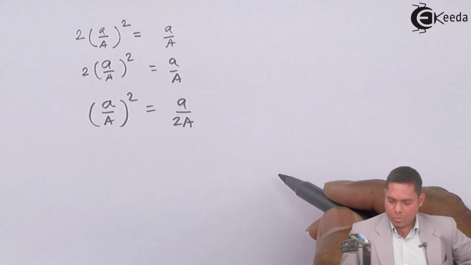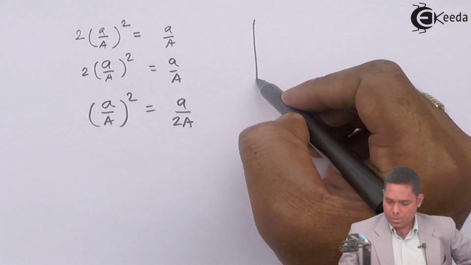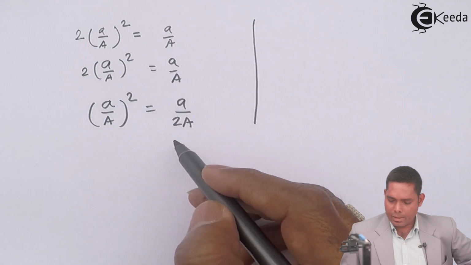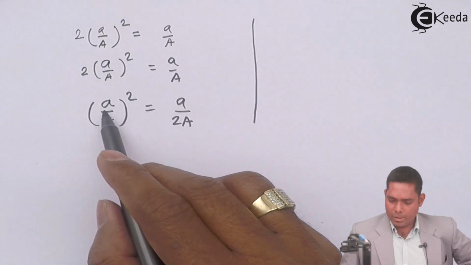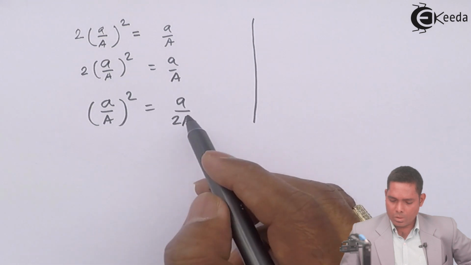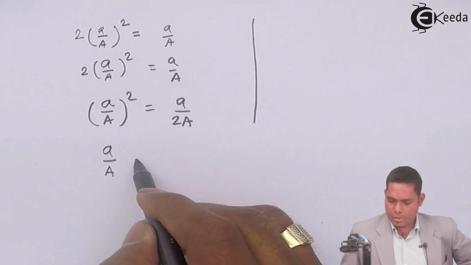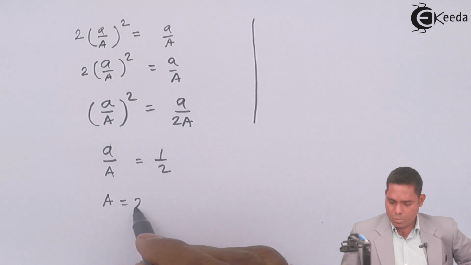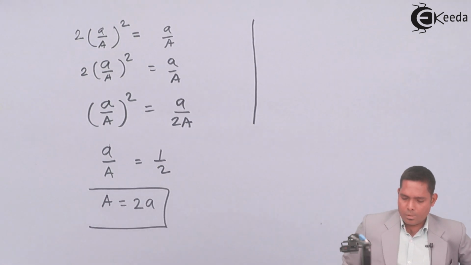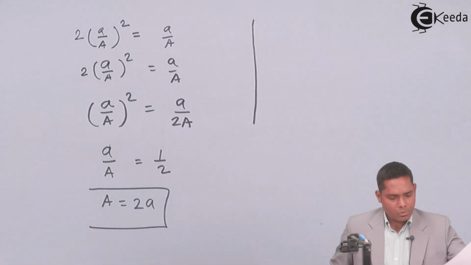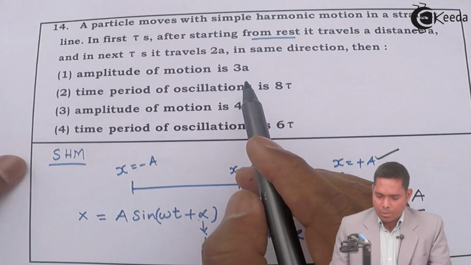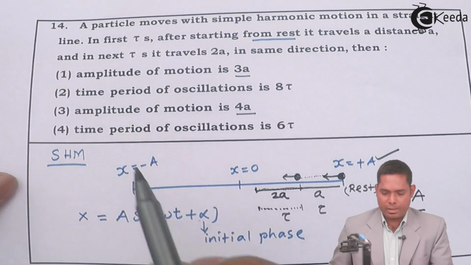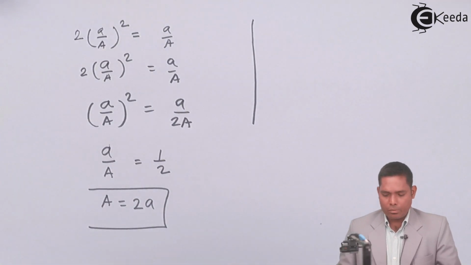Okay. So if I substitute, then 1 by a will cancel out, because this is a by a into a by a. This will be a by a, and this is 1 by 2. From here, a equals 2 times a. Okay. Now, if I see the options, the amplitude is 3a and 4a. It is not 2a. So these two options are not correct. So then we have to look for the time period of oscillation.